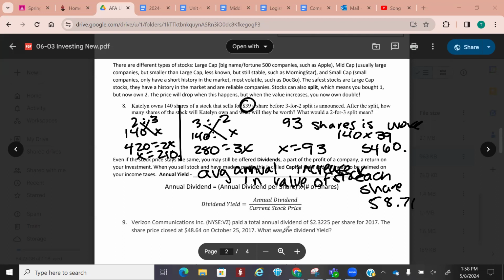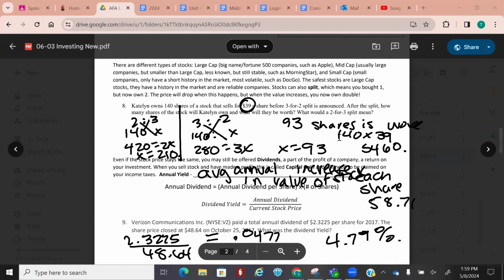On question 9, it says Verizon Communications Incorporated paid a total annual dividend of $2.3225 per share for 2017. The share price closed at $48.64. So we're going to take 2.3225 and divide it by 48.64. When we do that, we're going to get 0.0477. So the percent yield was 4.77%. Again, using that formula from above.